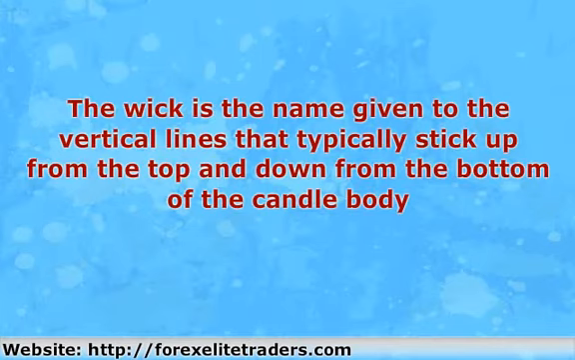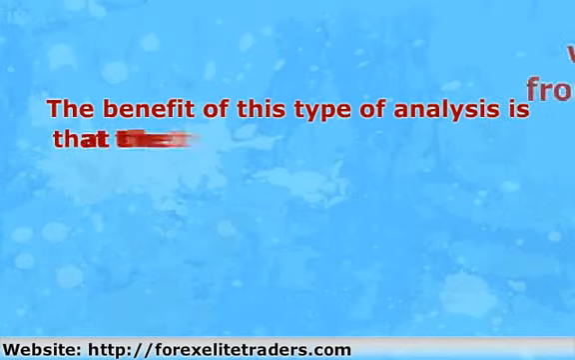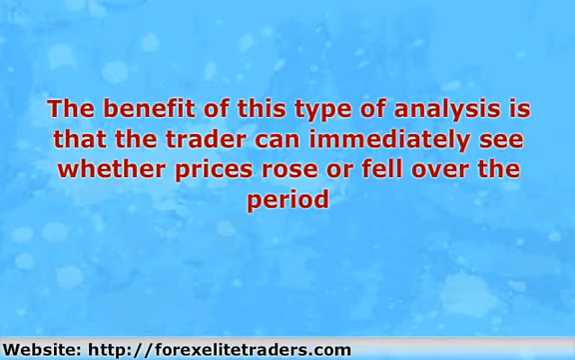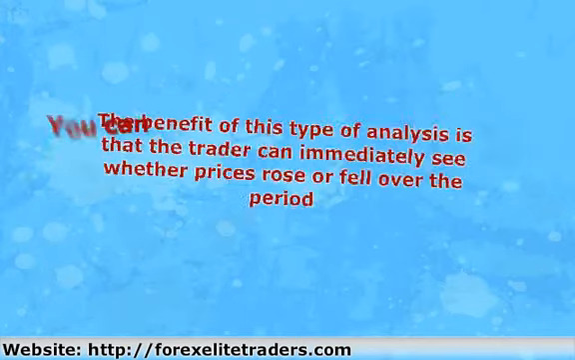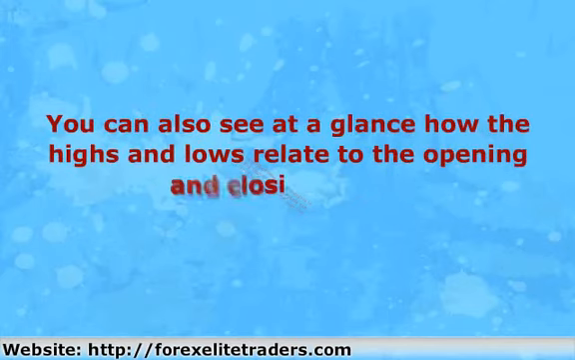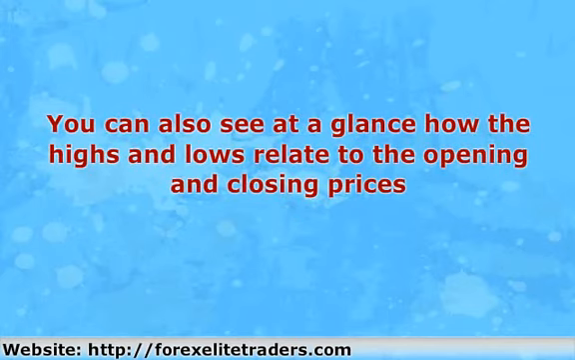The top of the upper section of wick is the highest point that the price ever reached during the period. The bottom of the lower wick is the low. The benefit of this type of analysis is that the trader can immediately see whether prices rose or fell over the period. A white or green candle shows a rising price or bullish tendency, and a black or red candle shows a falling price or bearish tendency.